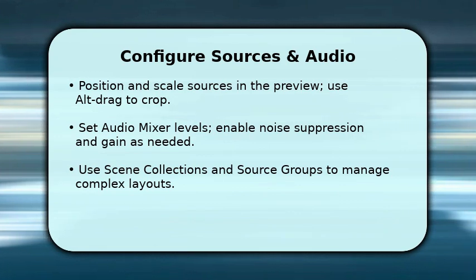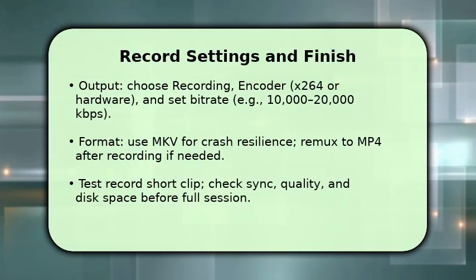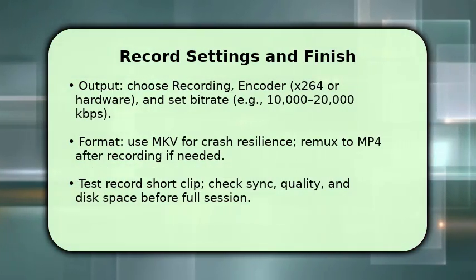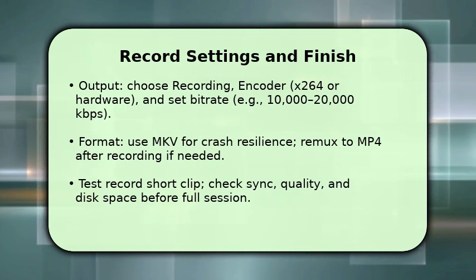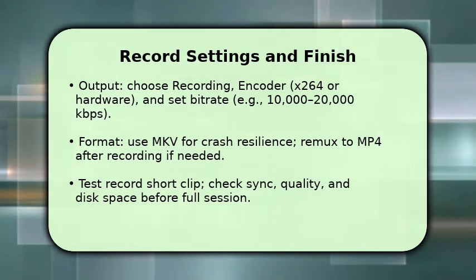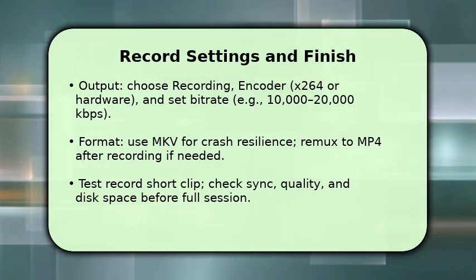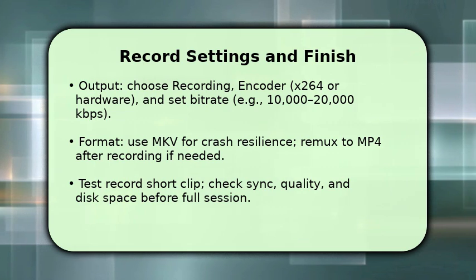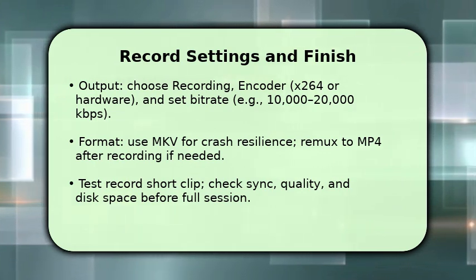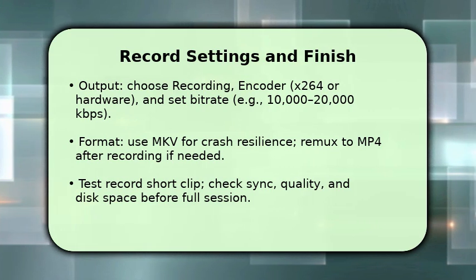Finally, open Output Settings and choose Recording Mode. Pick Hardware Encoder if available to offload CPU or X264 for more control. Set bitrate high enough for sharp detail. Mobile screen capture often needs 10,000 to 20,000 kbps, and record to MKV so a crash won't corrupt the file.